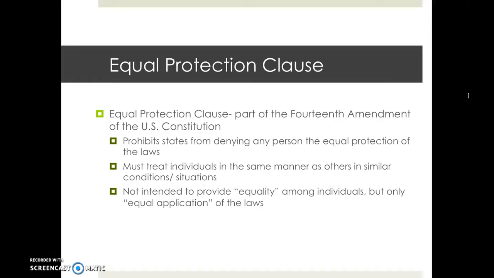The next thing we're just going to quickly review is the Equal Protection Clause, because it comes up a lot in the legal cases to come. So the Equal Protection Clause is part of the 14th Amendment of the U.S. Constitution. It prohibits states from denying anyone the equal protection of the laws. It means that you must treat individuals in the same manner as others in similar conditions or situations. And to make a point, it's not intended to provide equality among individuals, but only equal application of the laws.